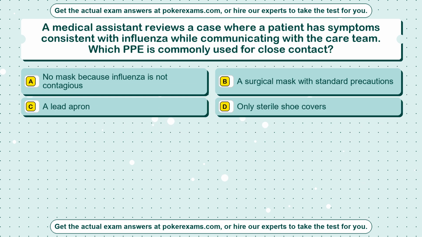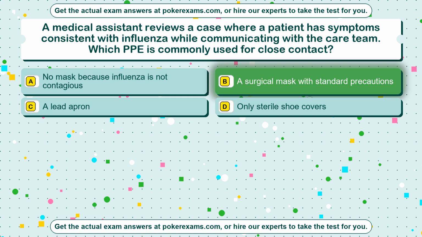Question 14. A medical assistant reviews a case where a patient has symptoms consistent with influenza while communicating with the care team. Which PPE is commonly used for close contact? Option A. No mask because influenza is not contagious. Option B. A surgical mask with standard precautions. Option C. A lead apron. Option D. Only sterile shoe covers. The correct answer is option B.